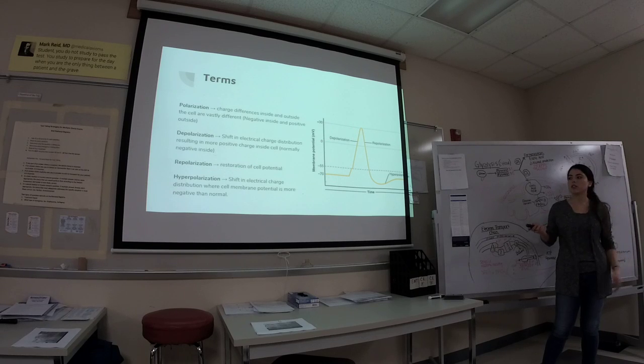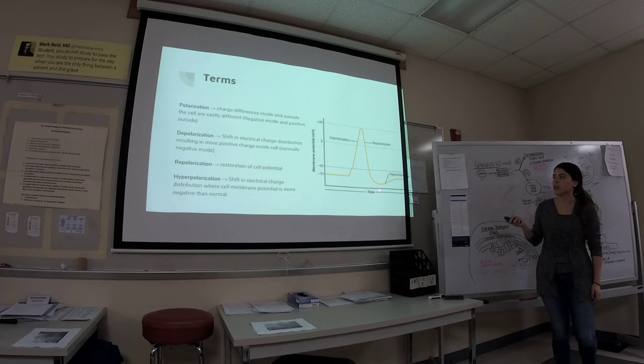Repolarization is the restoration of the cell potential, so we go back to that negative potential. And hyperpolarization means there's another shift in electrical charge that makes the cell membrane a lot more negative than usual, because a normal charge inside the cell is negative 70. With hyperpolarization, it's like negative 80, negative 90, depending on how much of that charge is getting in.